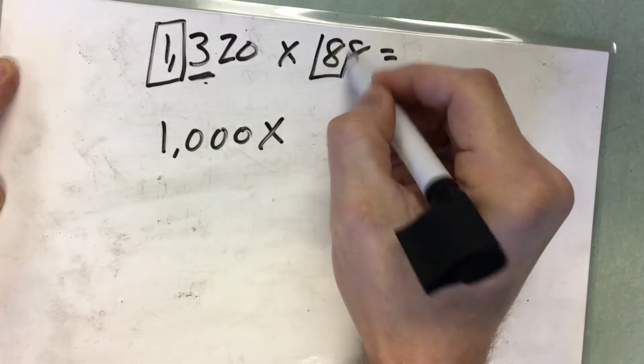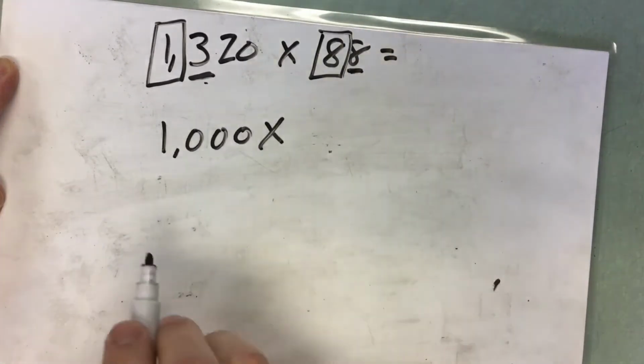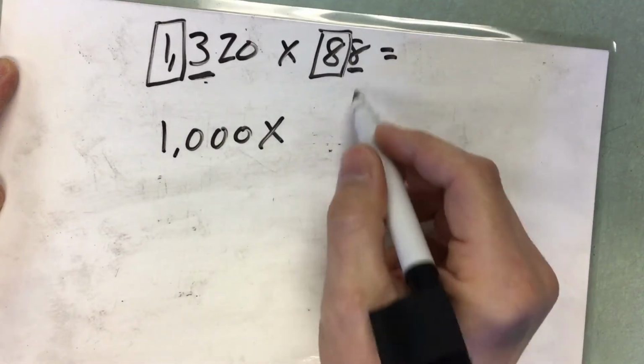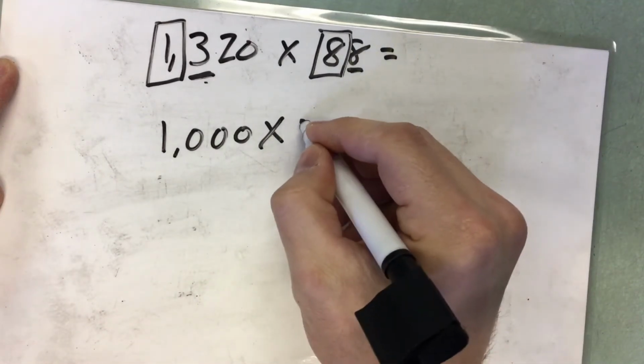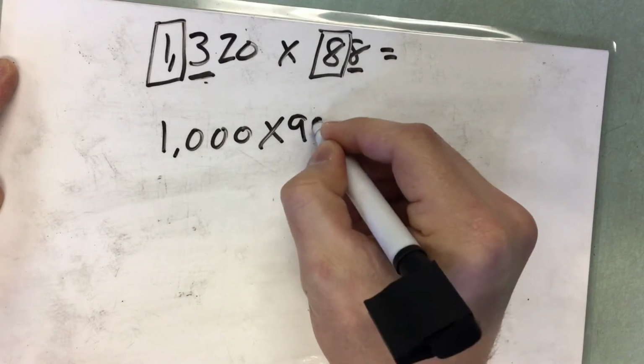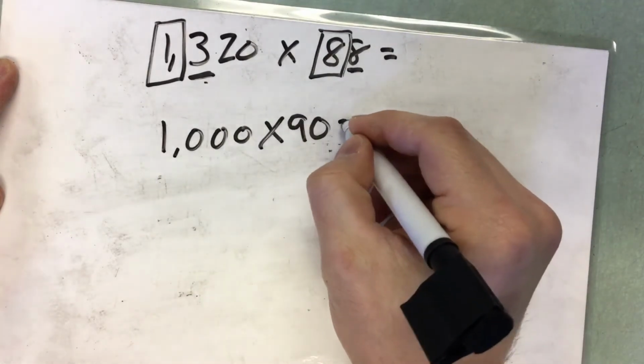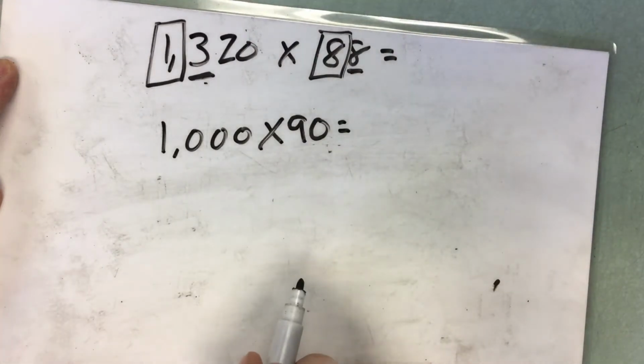I'm going to round to the nearest 10 for 88. So I box in my tens place and look to the right. That 8 is going to tell me to go up by 1, so I'm going to go up to 9 tens, and that becomes a 0. So now I have 1,000 times 90. Now this becomes a lot easier.